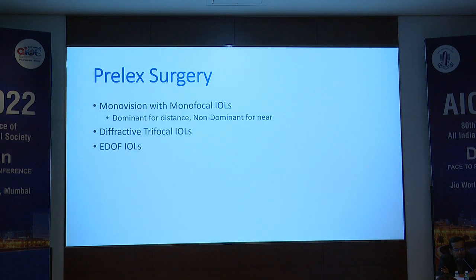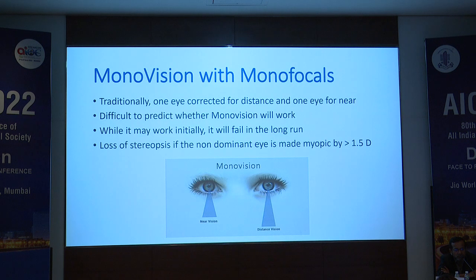Now in pre-LASIK surgery, what can you offer this 40, 45-year-old? Can you go in for monovision with monofocal IOLs, in which the dominant eye is corrected for distance and the non-dominant for near? We're going to talk about results later. The options are diffractive IOLs, EDOF IOLs, and monovision with monofocals. That means you correct one eye for distance, and you put a monofocal in the other eye and correct him for near.